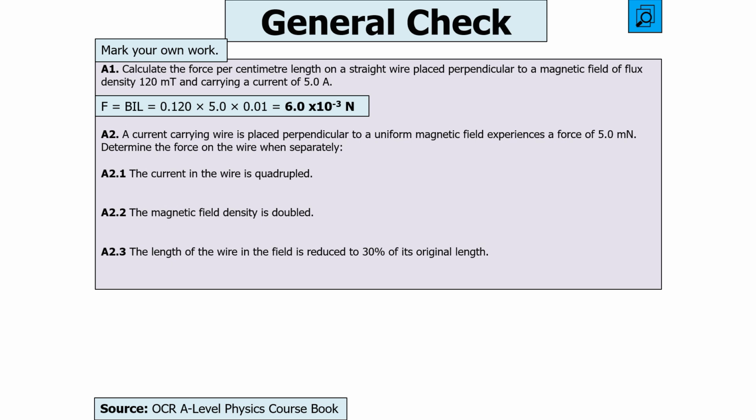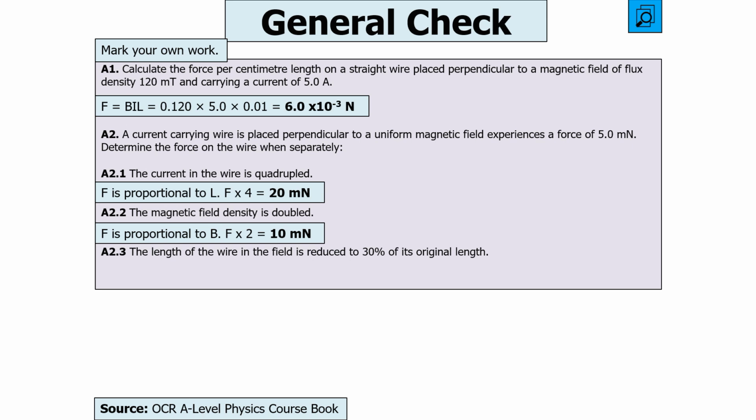In this next one, we know F equals BIL, so if I is quadrupled, F will be quadrupled, so it goes from 5 millinewtons to 20 millinewtons. Again, in this next one, F equals BIL, B is doubled, so F will double, so therefore it equals 10 millinewtons. And again, L is proportional to F, so therefore F decreases to 30% of its initial value, so therefore it's 1.5 millinewtons.